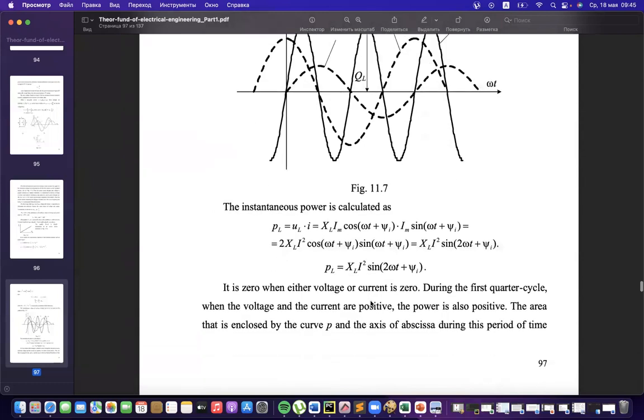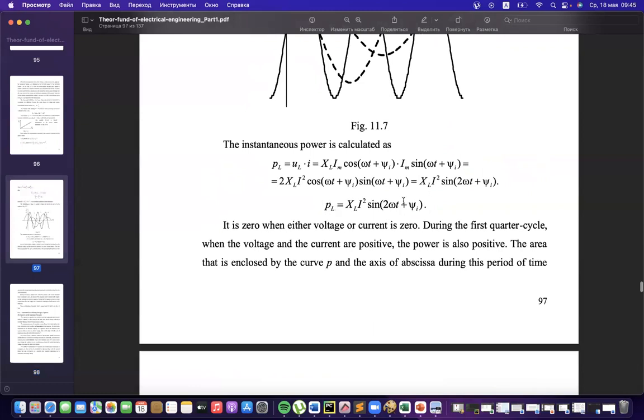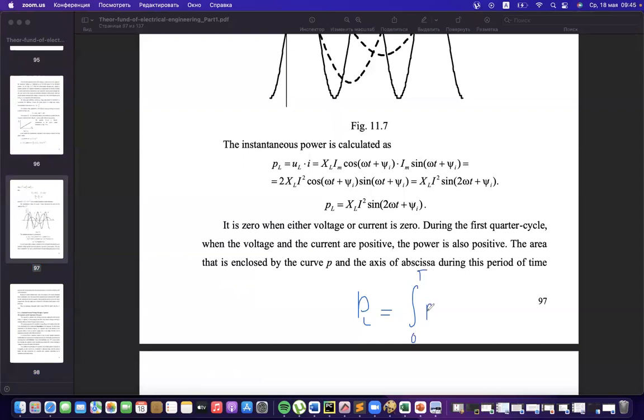For the power formula, we obtain that instantaneous power at just a moment of time equals some function, but the average power for the period of time, if we integrate this instantaneous value over the period of time, will equal 0 without any Joule heating. It means that an ideal coil doesn't consume electricity.